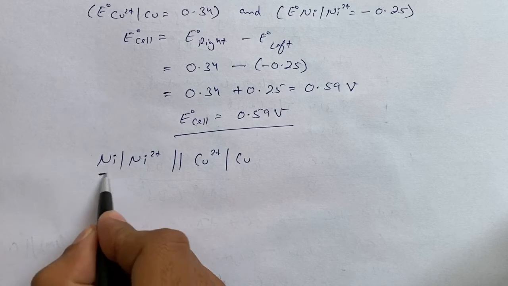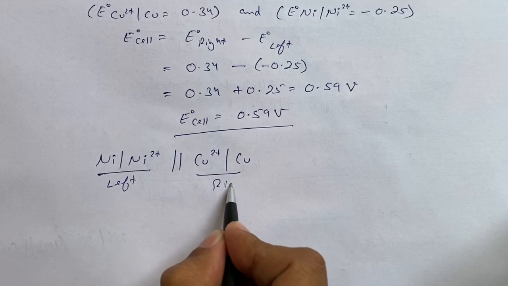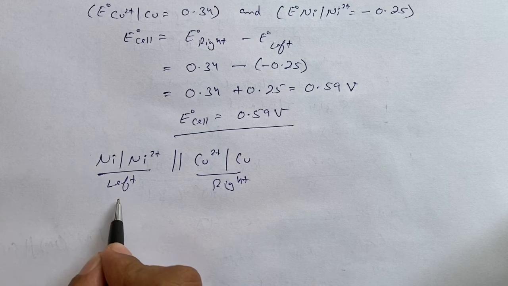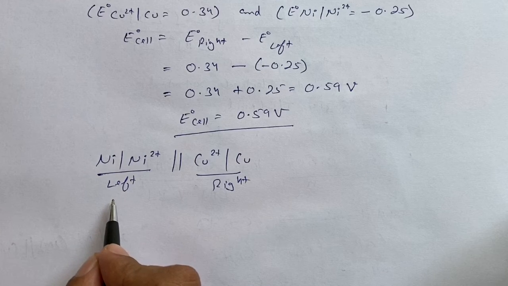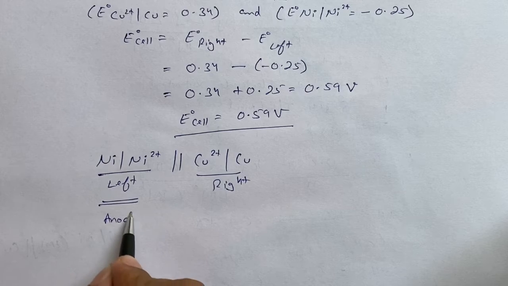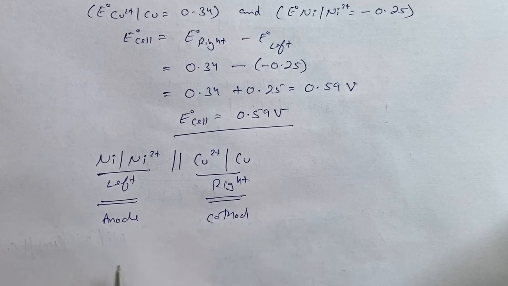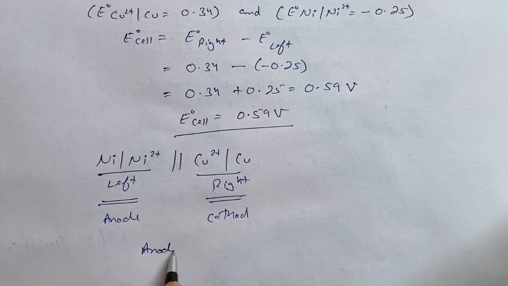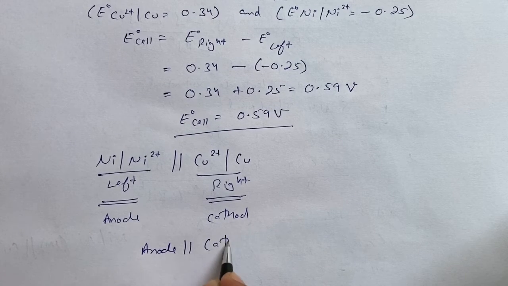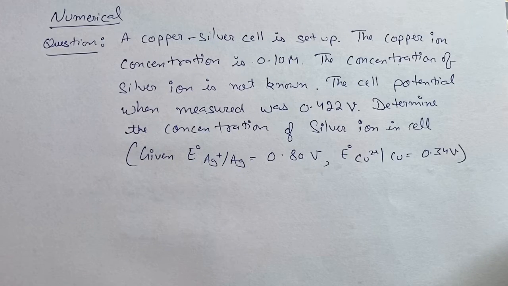Now this side is the left side, this side is the right side. According to ABCD, the letter A comes first, so this side will be the anode and this side will be the cathode. Therefore: anode, salt bridge, cathode. Always remember this thing.